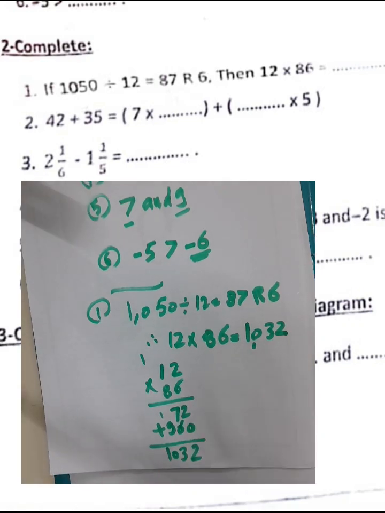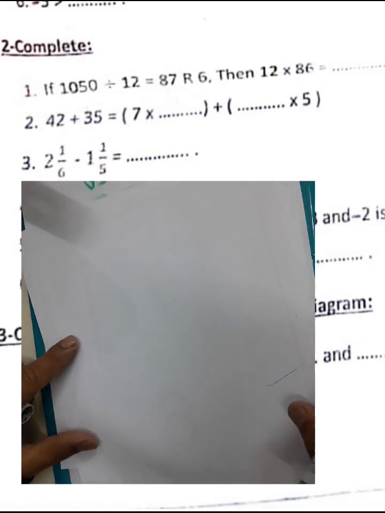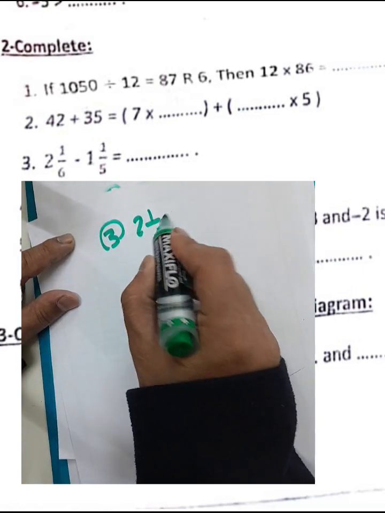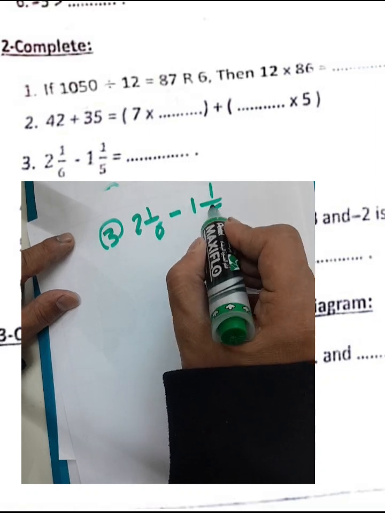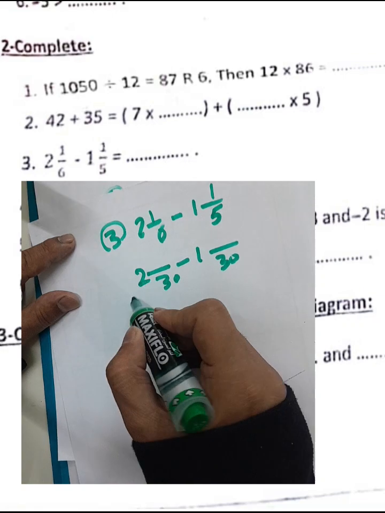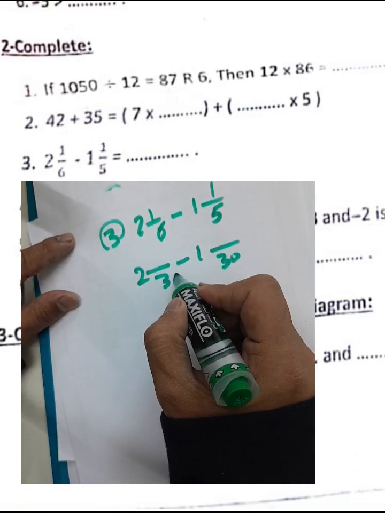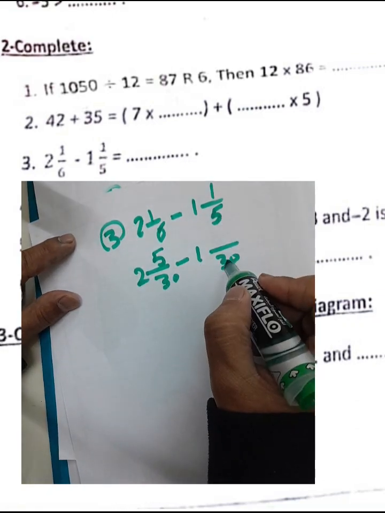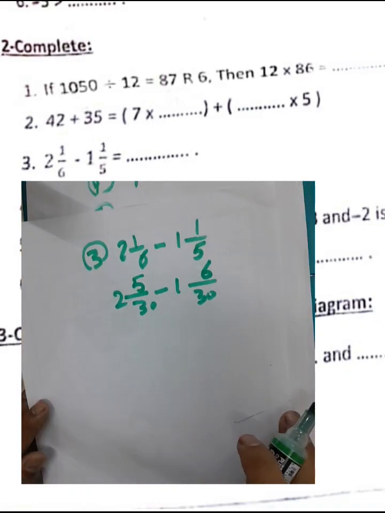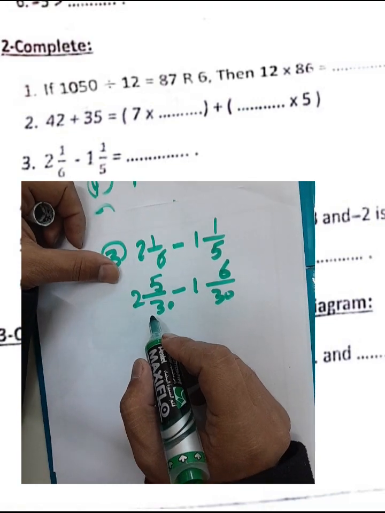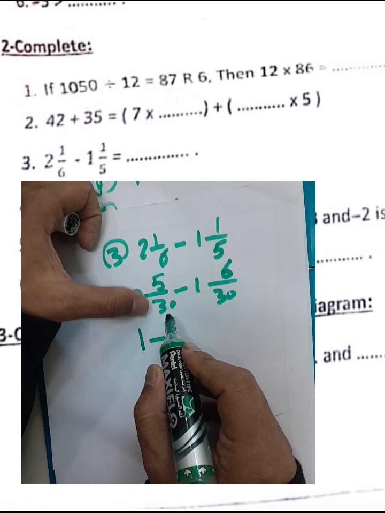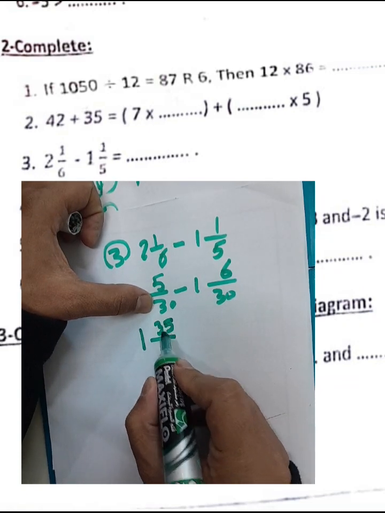Next question. Number 3. 2 and 1 over 6 subtract 1 and 1 over 5. We have 30 as the least common multiple of the two denominators. 5 times 6 equals 30. 5 times 1 equals 5. 6 times 5 equals 30. 6 times 1 equals 6. But 5 minus 6 we can't do, so you must borrow 1 from the left-hand side. To find the difference, 2 will be 1, and 1 will be 30 over 30 plus 5 over 30, it will be 35 over 30.